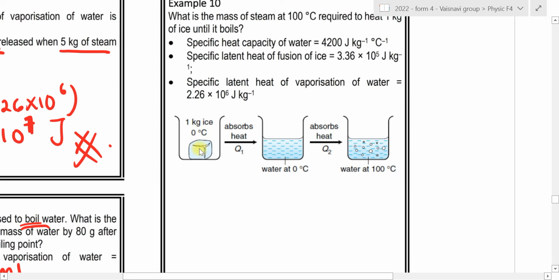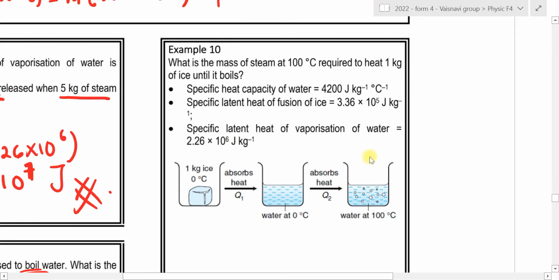So 1 kg of ice needs to absorb heat, and then it reaches water at 0 degrees Celsius. And then you heat it until it reaches 100 degrees Celsius. So in total there are two types of heat energy absorbed here. First, the Q1, they already labelled for us, and then the Q2. What is the mass of the steam? That is what it asks.